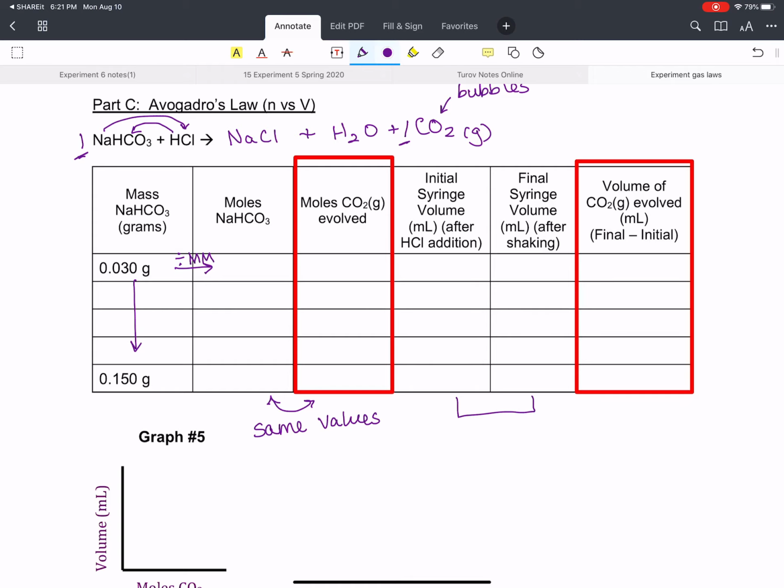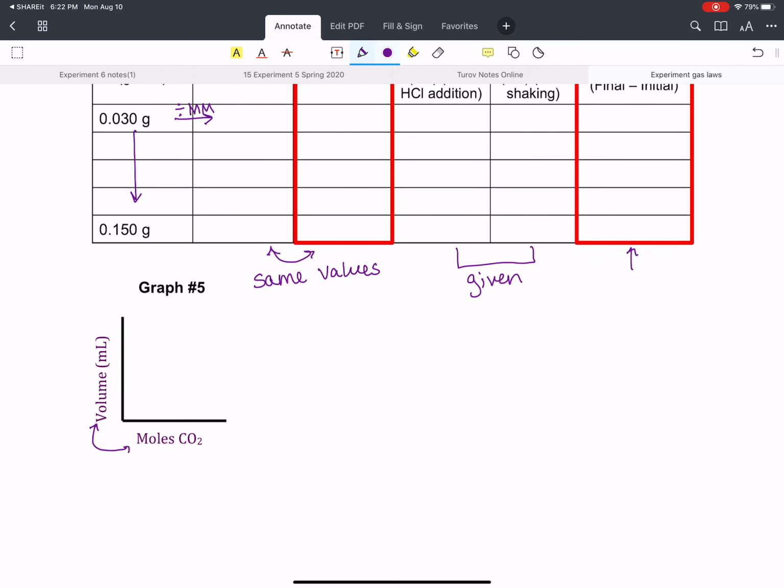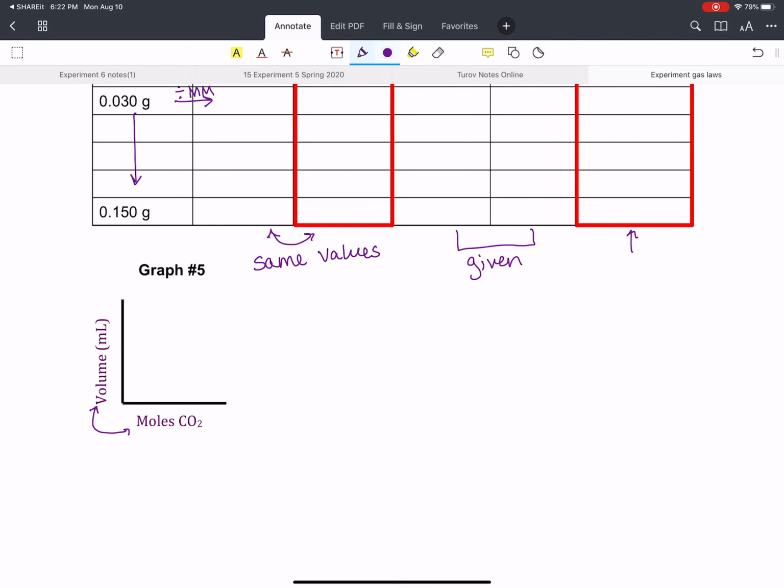These numbers, the initial and final volumes of the syringe, are given to you on the Excel file. And to find the volume of gas, you just take the final volume minus the initial volume. Then you plot volume versus moles. So here, notice that the axes are reversed from what they were before in the other graphs that you're making. And you should see a linear relationship here between the volume and the moles of gas.